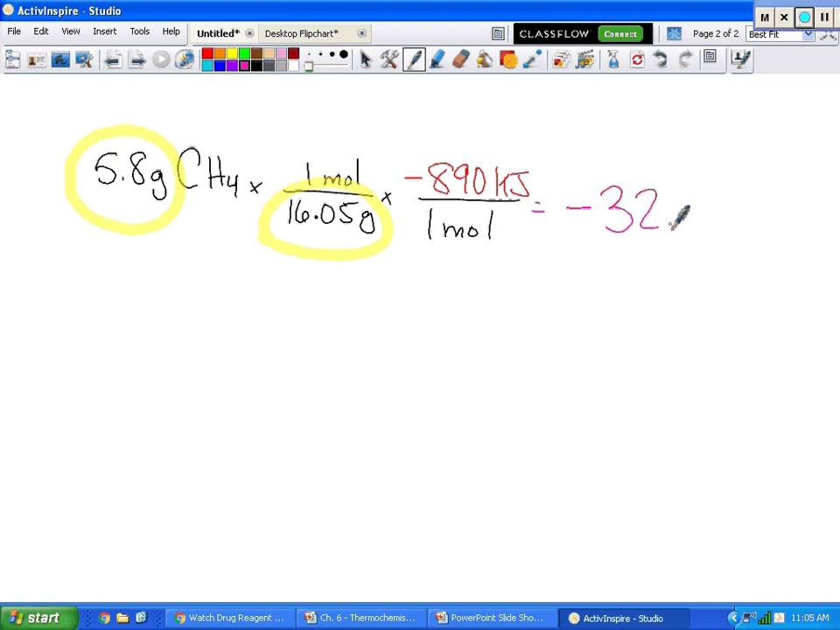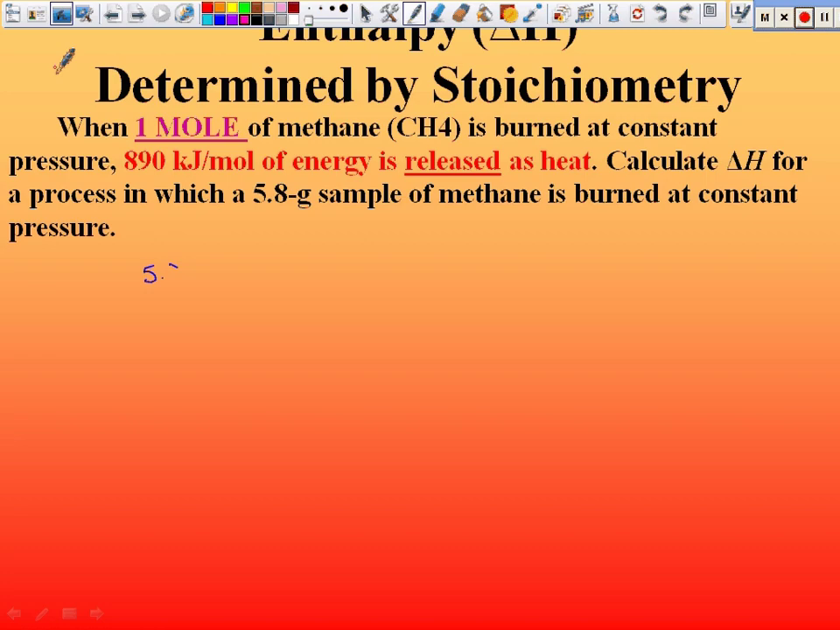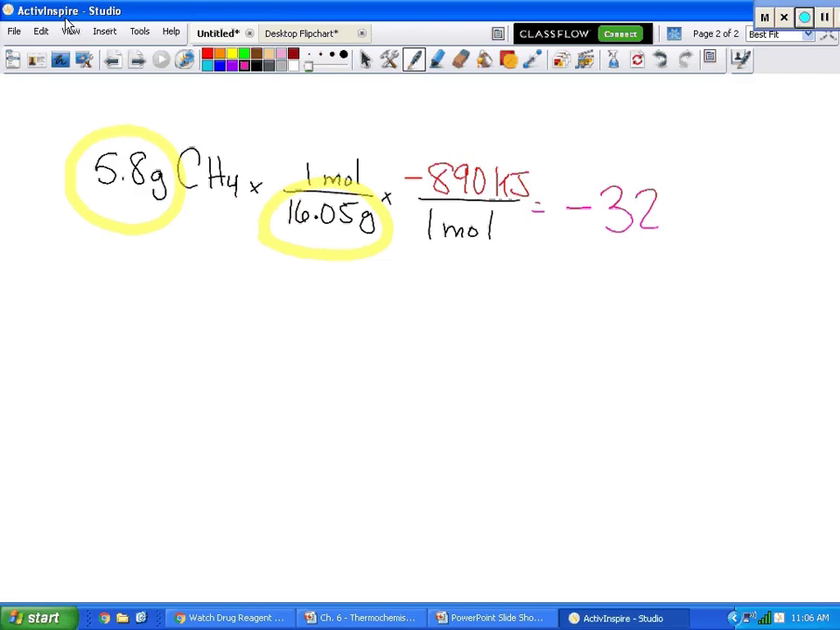That's actually a good question. How many sig figs were given right here? Well, it's the least amount, remember? Technically, it says 890, so that's 2 and that's 2. So let's go with 2. So 320. Okay, negative 320 kilojoules. Okay, negative 320 kilojoules.